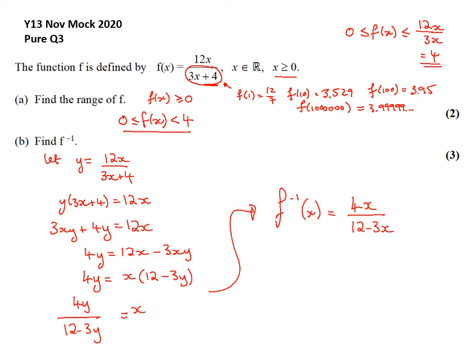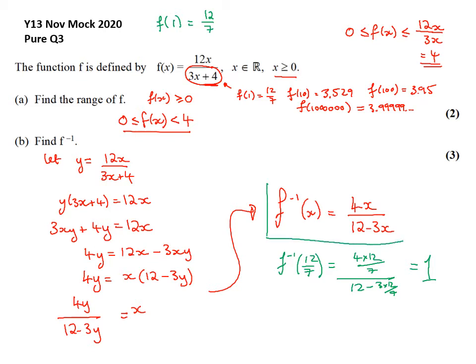You could plug some numbers in to check. So you could look here and you could say, well, what is f of, let's go back to f of 1. F of 1 would be 12 over 7. If I plugged in inverse f of 12 over 7, probably not the best choice, is 4 times 12 over 7 over 12 minus 3 times 12 over 7, and we could have a look at evaluating that. And that does evaluate to 1, as you'd expect, so we can sort of check that our inverse function works.